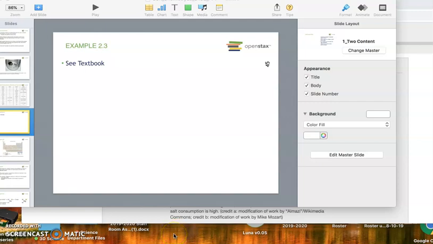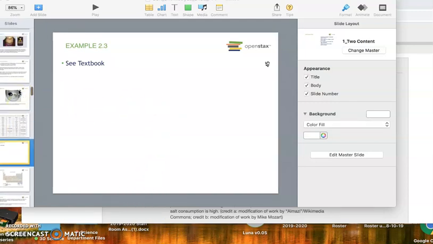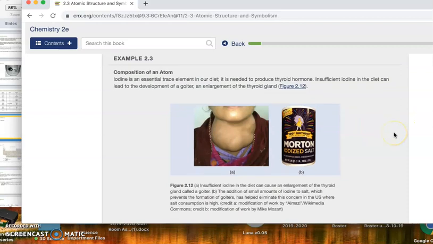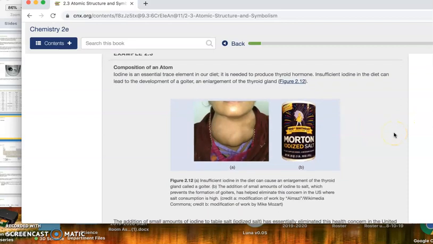So last time we talked about atomic history and atomic structure, and also where the subatomic particles are in the atom, and we talked about isotopes, and I think that's where we left off. So I wanted to go ahead and go back to an example in your textbook, example 2.3. And so here it is in your textbook.